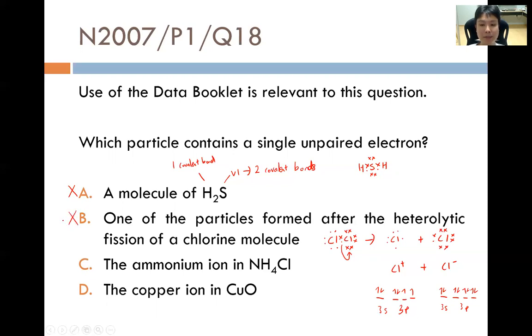Okay, so let me erase this for the time being to give me more space to talk about options C and D. Just give me a moment.